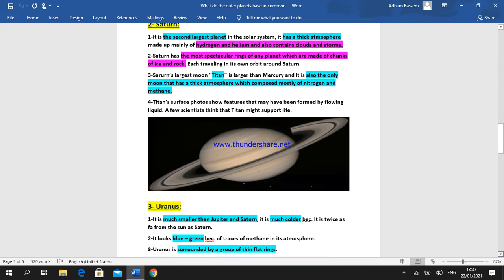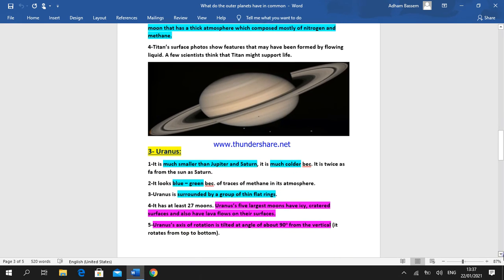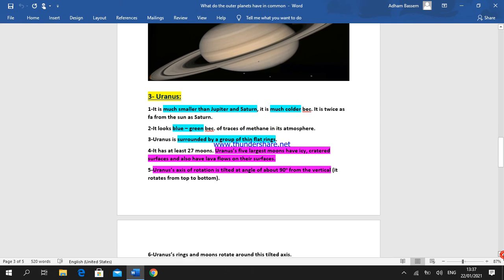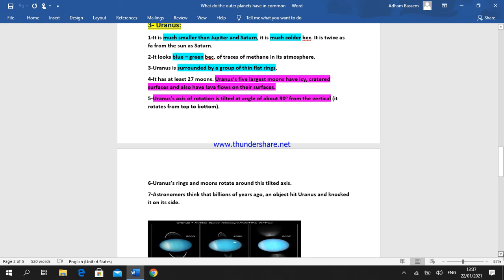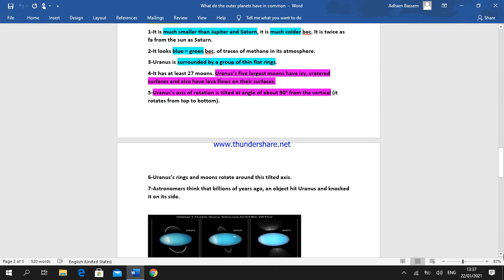The third one, an outer planet, is called Uranus. Uranus is much smaller than Jupiter and Saturn, and it's much colder because there is a huge distance between Saturn and the Sun. It's twice as far from the Sun as Saturn.